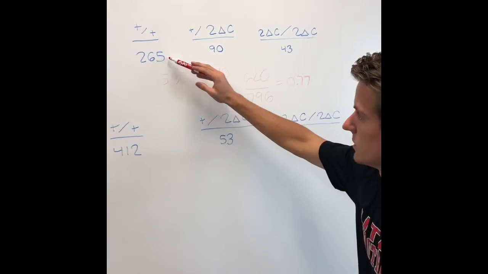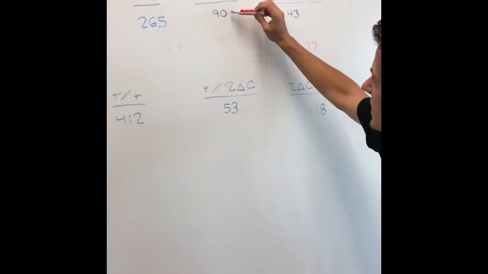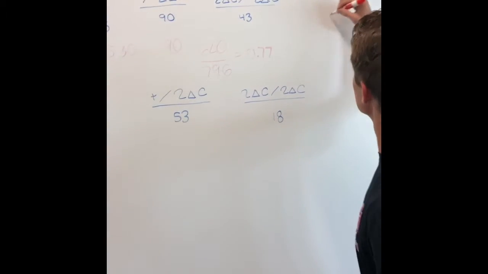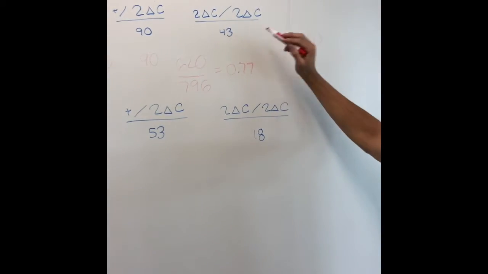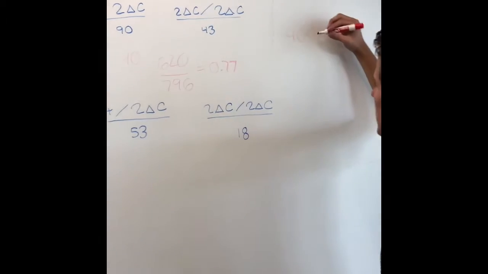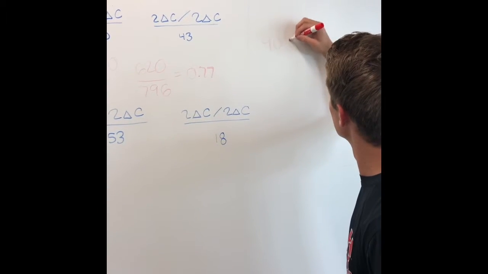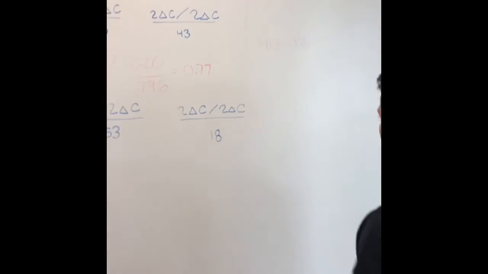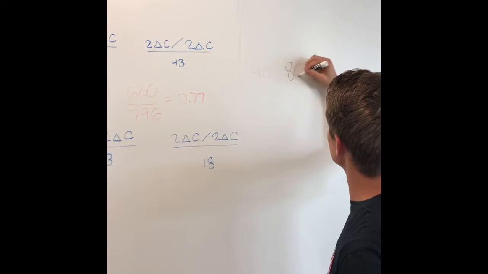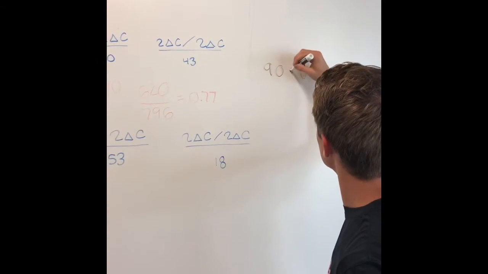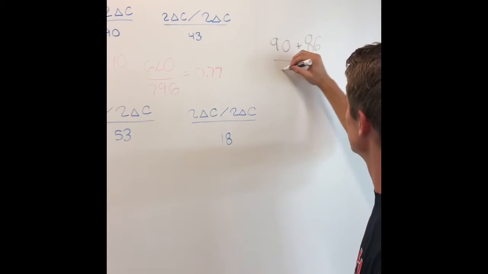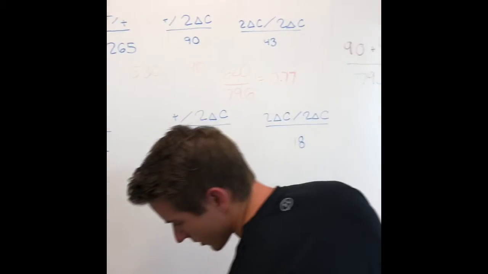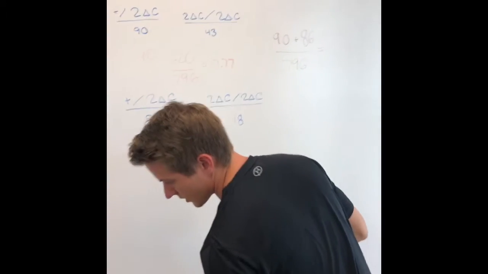Now, we're going to do the exact same thing for the 2 delta C gene. So we're not going to count any of these people because none of them have it. So we're going to add 90. We'll take our 90, and then we have to look at the homozygous recessive people. So 43 times 2 is going to be 86. So we've got 90 plus 86, all over 796, which is going to equal 0.23.